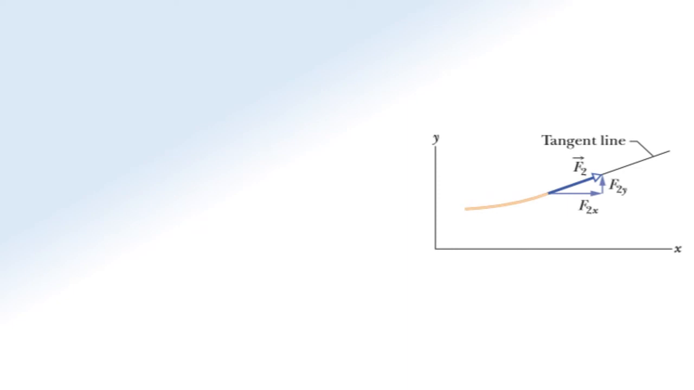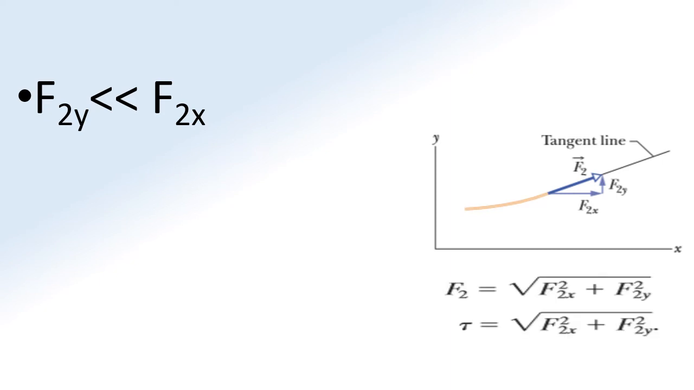Look at this. As we can see here, this string is slightly tilted. So the components of the force, F2x and F2y, we can see here. F2y is much smaller as compared to F2x. Also, as we have discussed in the previous slide, the magnitude of the force is F2x square plus F2y square, whole square root.